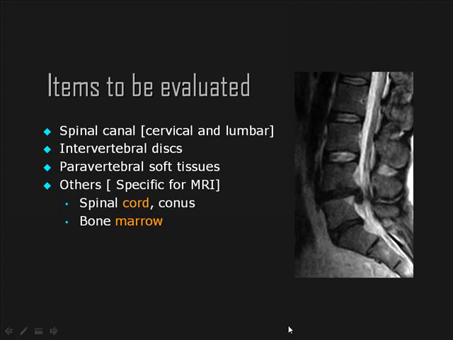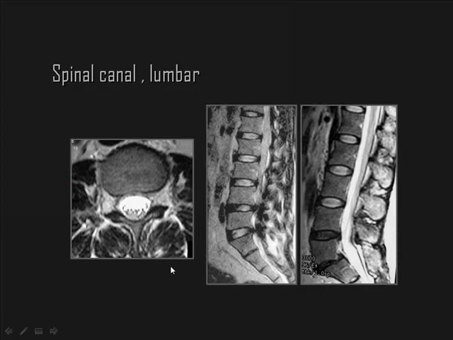Then what are the items to be evaluated by MRI in the spine? You look at the spinal canal, like CT. You look at the intervertebral discs, like CT. And you look at the paravertebral soft tissue shadows, like CT. But there are two issues which are specific for MRI and cannot be evaluated by CT. These are the spinal cord and the bone marrow. These two issues cannot be evaluated by CT, but they are specific for MRI.